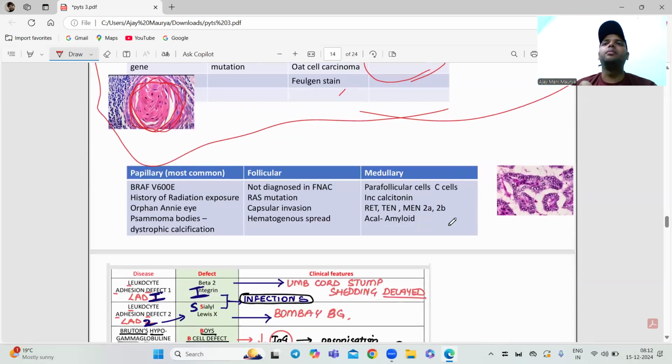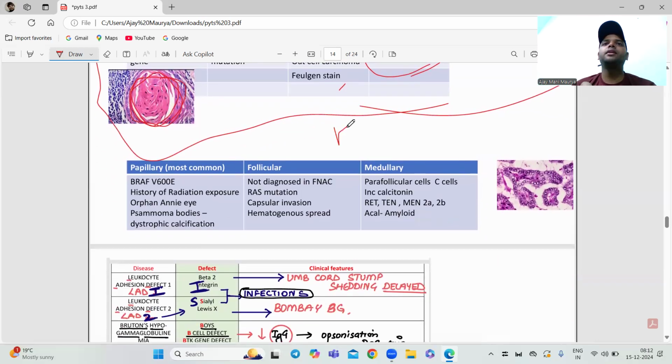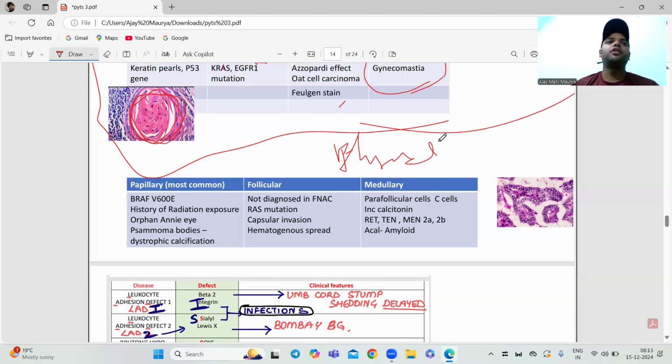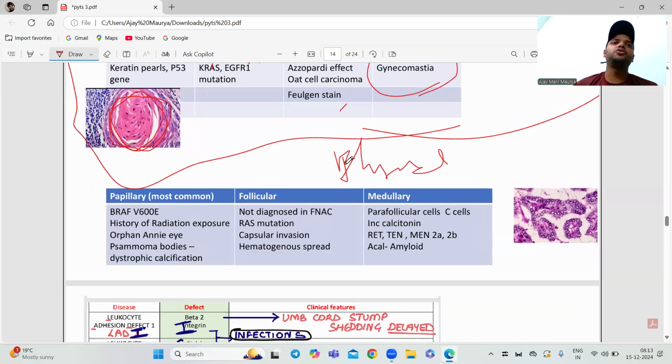Now remember this one from the thyroid. From the thyroid, guys, we have papillary, follicular, and medullary. In papillary thyroid carcinoma, it is due to the BRAF V600E mutation and a history of radiation exposure. We see Orphan Annie eyes here.